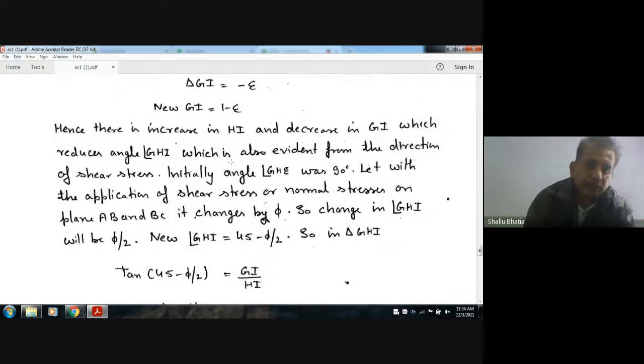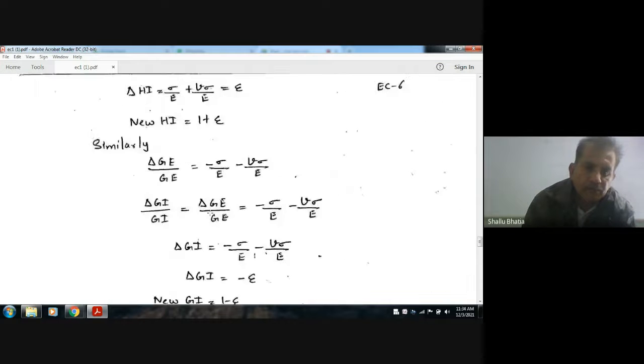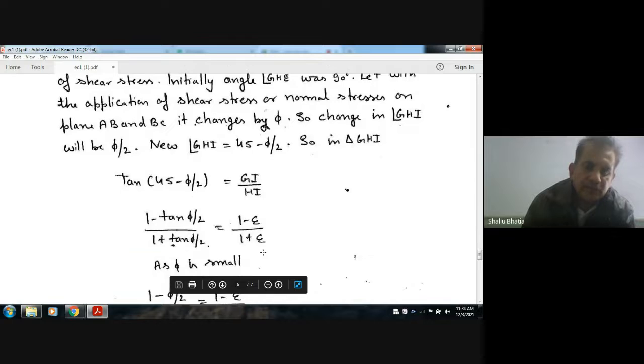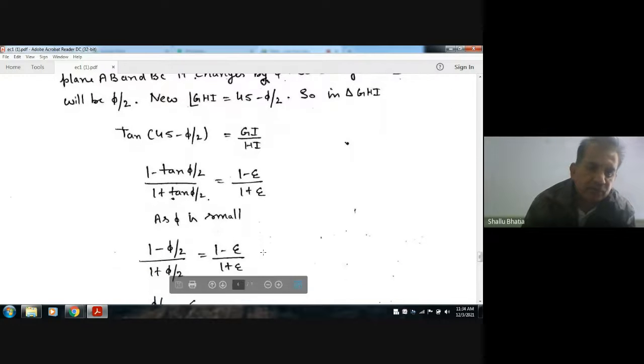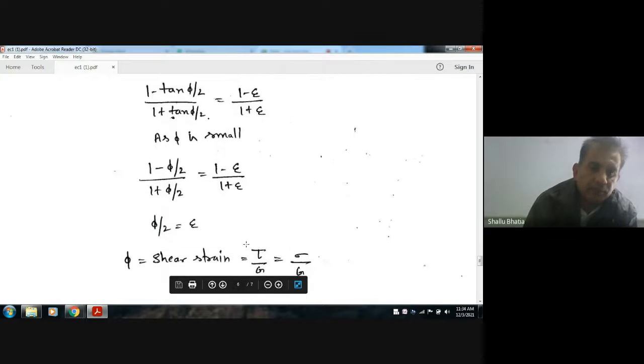So we can take triangle GHI, where this is perpendicular and this is base. We can write tangent of 45 minus phi by 2 equals perpendicular by base, and the new GI is 1 minus epsilon and the new HI is 1 plus epsilon. If we write out this formula, we get 1 minus tan phi by 2 over 1 plus tan phi by 2. Assuming phi is small, we can write 1 minus phi by 2 over 1 plus phi by 2, equal to 1 minus epsilon over 1 plus epsilon. From this we can write phi by 2 is equal to epsilon.